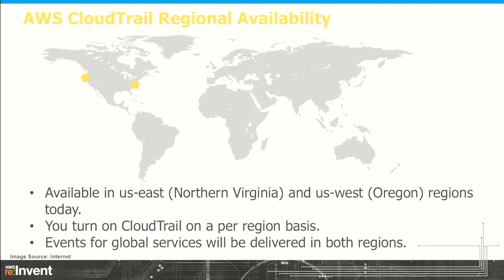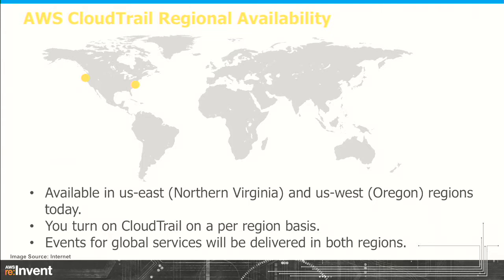So regional availability today, as some of you have turned on CloudTrail, you must have noticed that CloudTrail is available today in the US East, Northern Virginia, and US West, Oregon regions. And CloudTrail is a regional service. What it means to be a regional service is you turn it on in every region that you use.